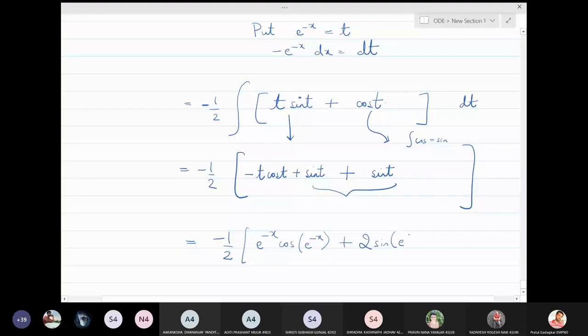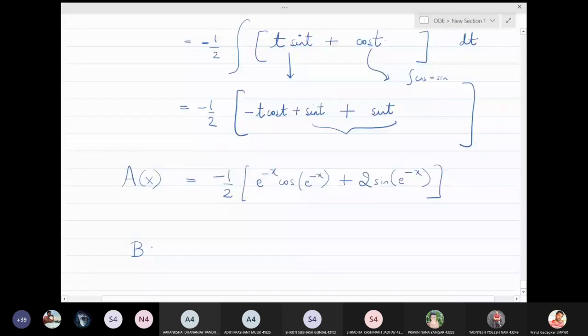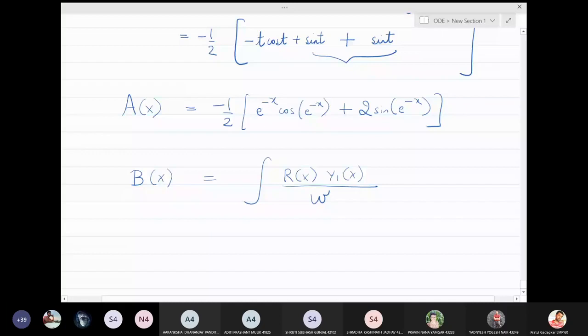Let us get on. What is bx? bx is integration rx y1x upon Wronskian, which is minus 2. So this will become minus half integration. What is your right hand side? Right hand side is your e raised to minus x sine e raised to minus x plus cos e raised to minus x, into the y1. Who was your y1? y1 was equal to e raised to x dx.